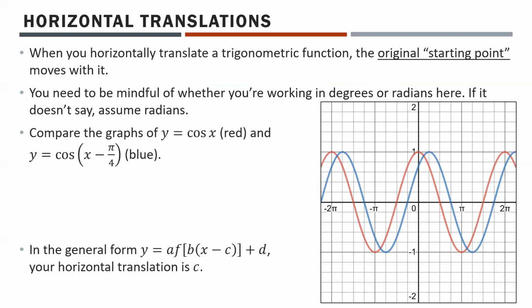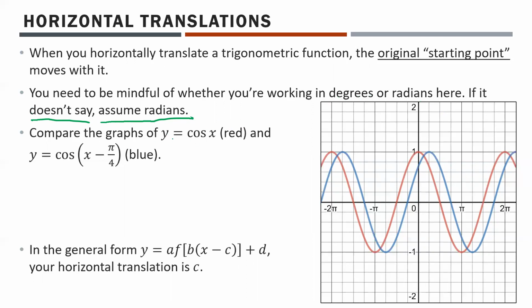So remember, your original starting point depends on whether you're using sine or cosine, but that's really something I like focusing in on. You need to be mindful of whether you're working in degrees or radians here as well. If it doesn't say, you should always assume you're working in radians. Radians are going to be a lot more common in this chapter than they were even in chapter 4. So we do need to assume that we're using radians unless it explicitly tells you you're working in degrees.